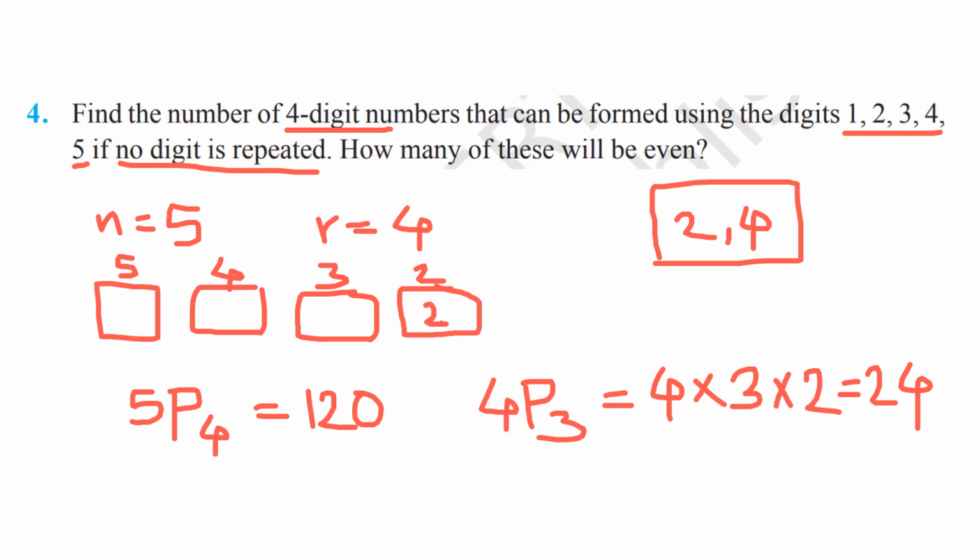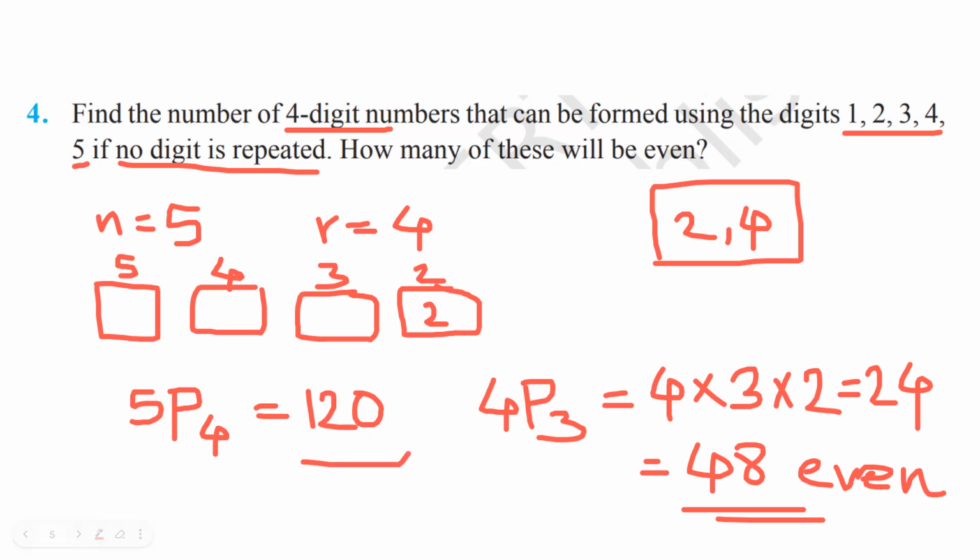So this is for 2, and ending with 4, we will have another 24. So we have 24 plus 24, 48 even numbers. The total 4-digit numbers we have calculated is 120. That's one part of the answer. The second part of the answer is 48. These are 48 even numbers.